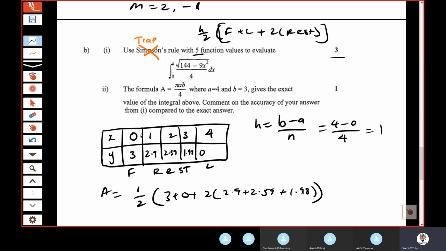Again, easy. Would you have got 3 marks? I guess the hardest bit of that is just the n, knowing the subintervals. If you're already used to that, then it should be easy. And drawing the table. You can't do anything much without drawing the table.